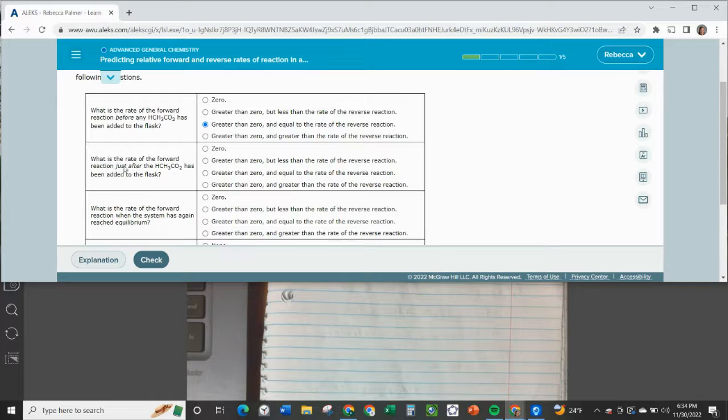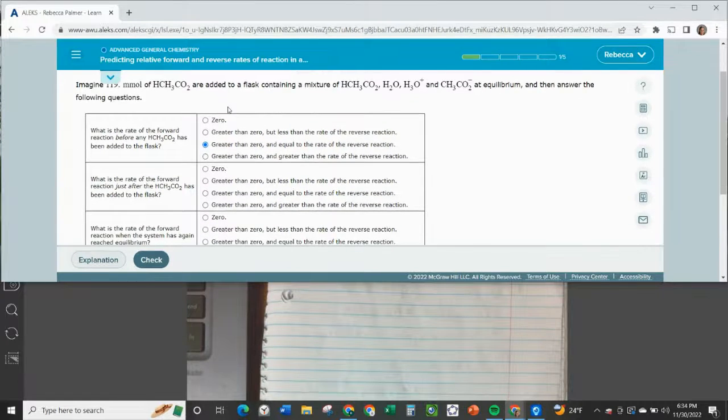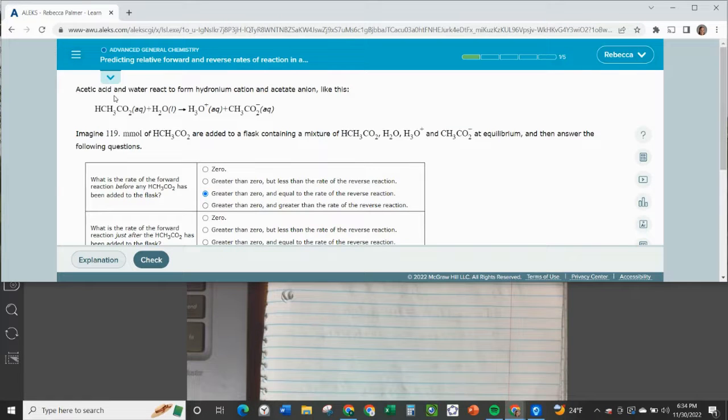The second box says, what is the rate of the forward reaction just after this has been added? So remember, this is a reactant. It's going to move away from that. So the forward reaction is going to be greater than 0 and greater than the reverse reaction. Because if we put another reactant in, the equilibrium is going to shift away from that. So the forward reaction is going to shift away from that. We have more reactant to get more products.